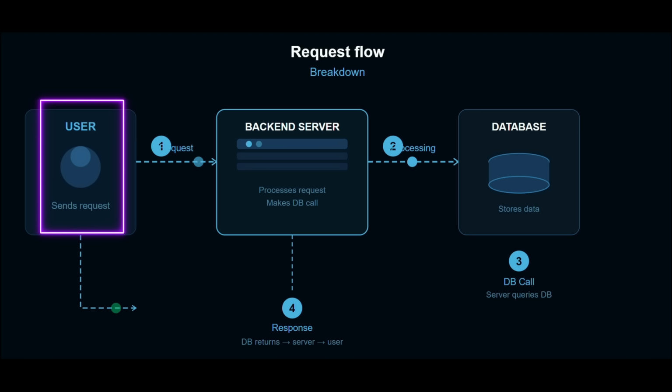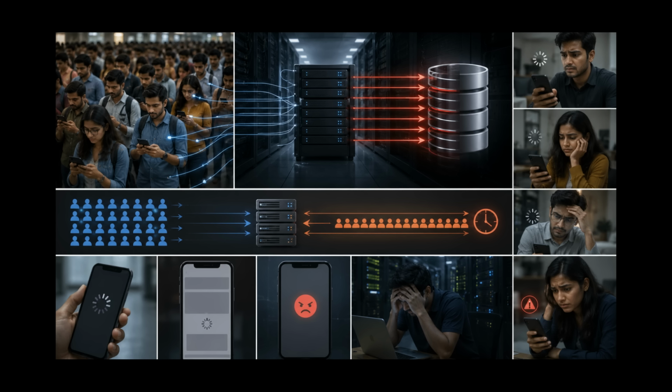So this flow is simple when only a few requests are happening. But now imagine the same process happening thousands of times at the same moment. Now ask yourself, can a single server handle all of that? Can one database respond that fast? And to get that data, your backend depends on the database. Okay. Now think about this.